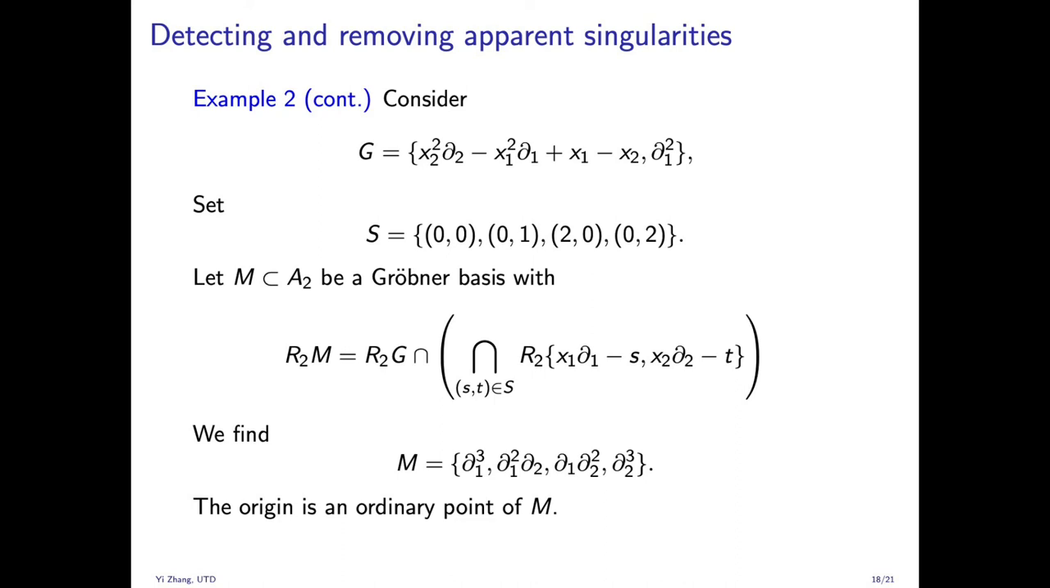This means we also pick some first order differential operators like this. But here, the S and T are randomly chosen. But we can prove that... So you don't want them to be the parametric exponents? Yes, it's not necessarily corresponding to the missing exponent in the parametric set. It could be random points. But we can prove that with probability one we can remove all the apparent singularities.